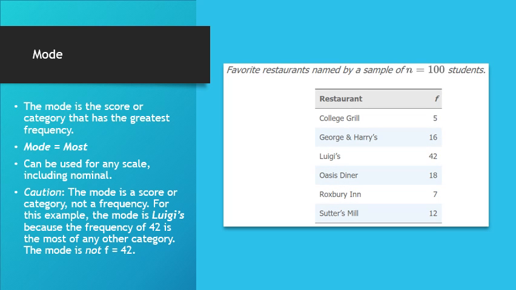Caution. The mode is a score or a category. It is not a frequency. Look at this example over here on the right. You would look in the frequency category and you would see the frequency of 42 would be the most, right? So the answer to the question for mode, you would have to read across and read Luigi's. The mode is Luigi's because the frequency of 42 is the most of any other category. The mode is not 42, the mode is Luigi's.